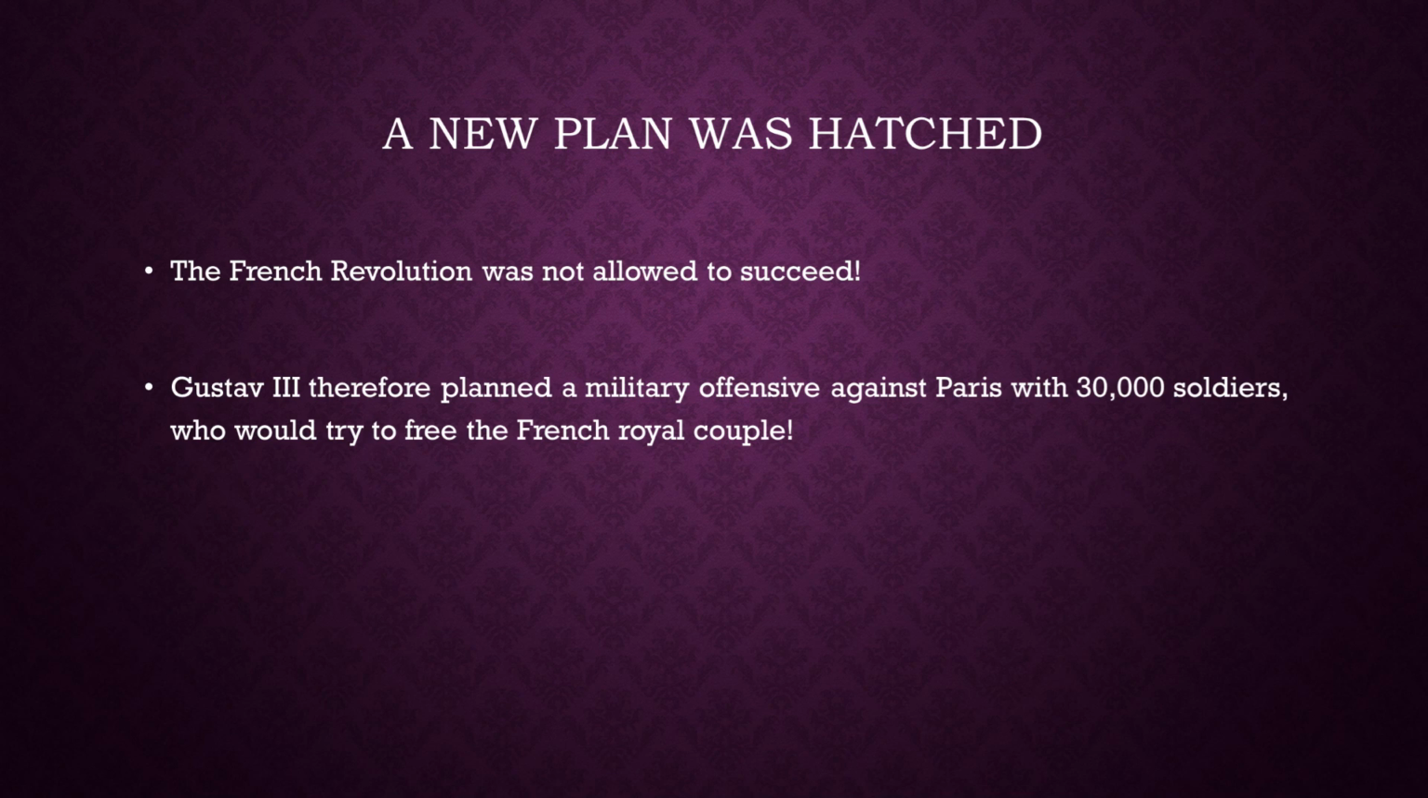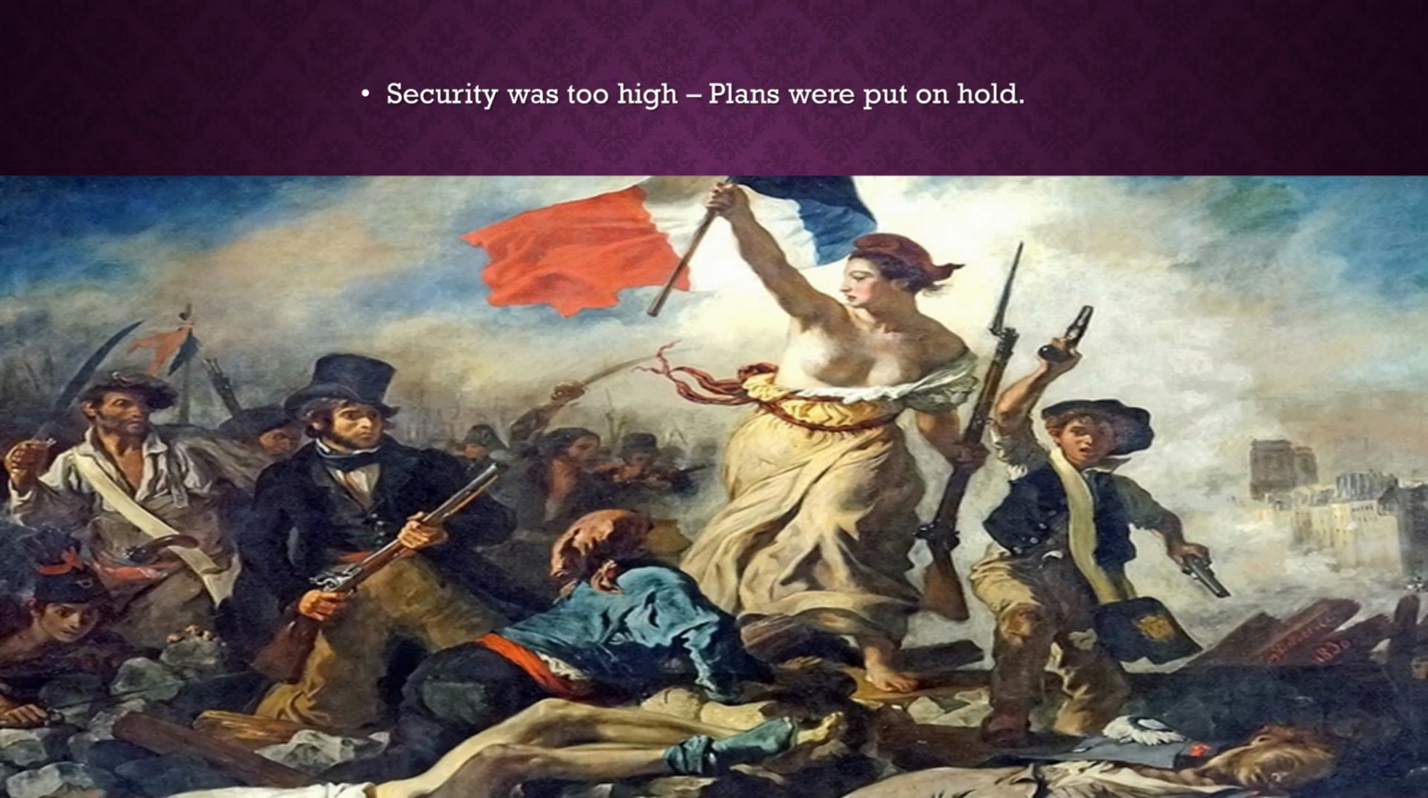But a new plan was hatched. The French Revolution was not allowed to succeed according to the new Swedish king Gustav III. He therefore planned a new military offensive against Paris with 30,000 soldiers, and they would try together to free the French royal couple from their prison. But the security in France was too high, so the plans of this coup or attack were put on hold.